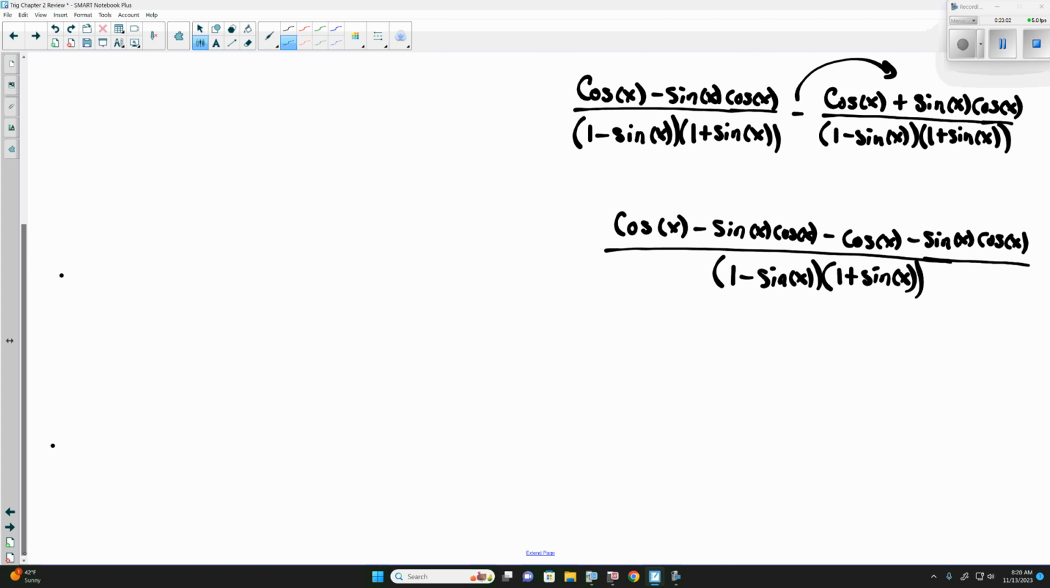Now the numerator itself will simplify significantly. Cosine of x minus cosine of x is 0. Negative sine of x cosine of x minus sine of x cosine of x would be negative 2 sine of x cosine of x.